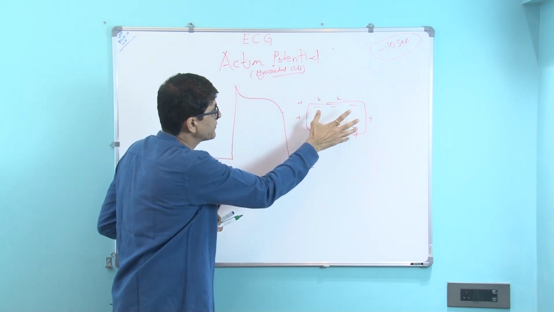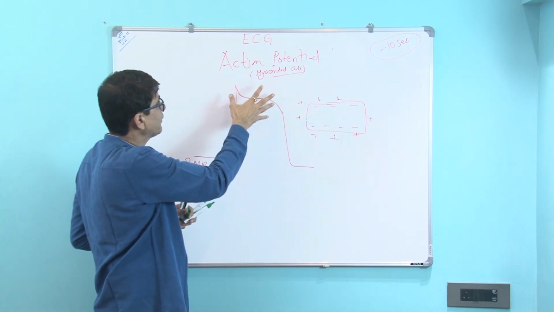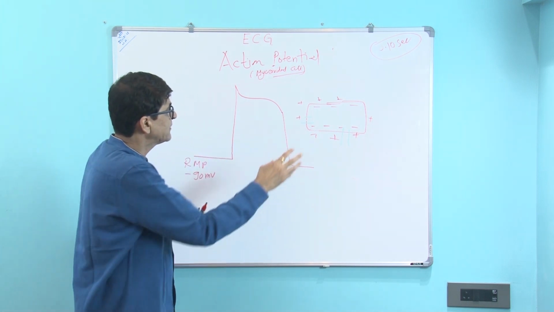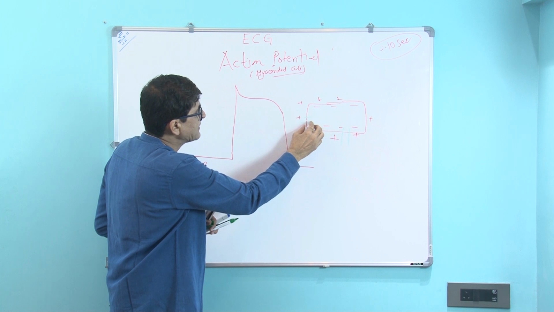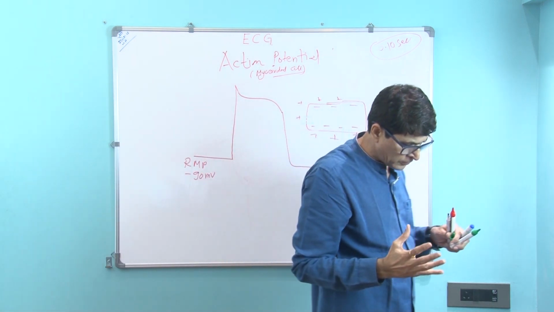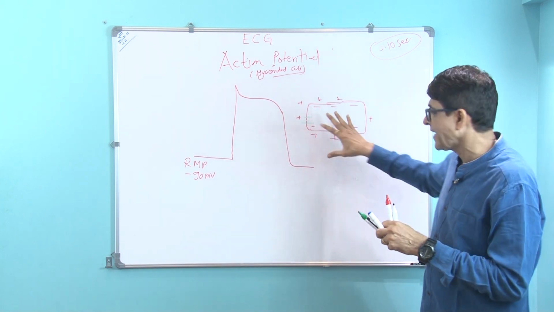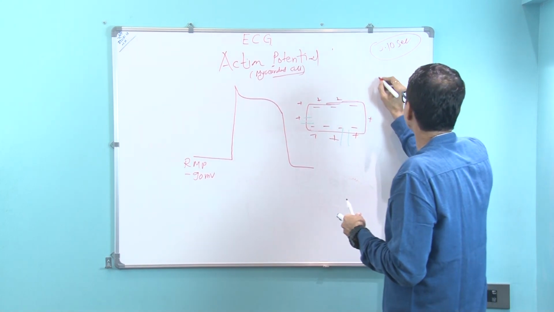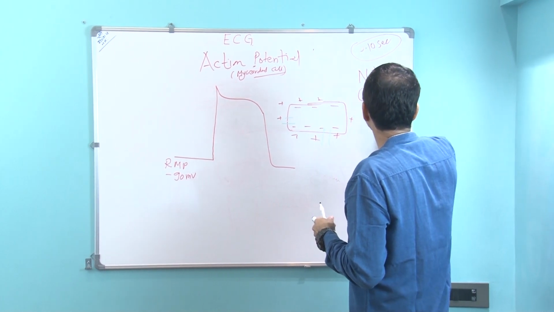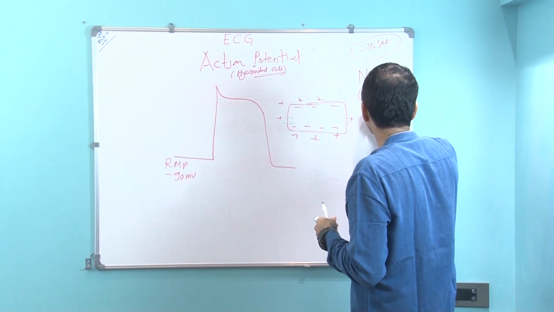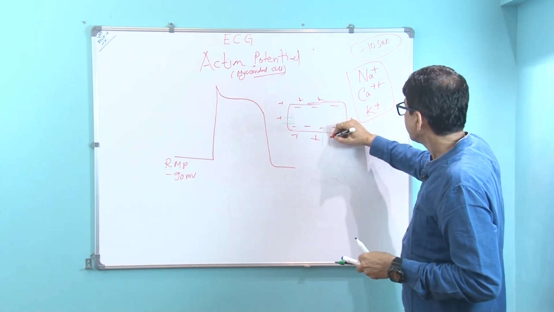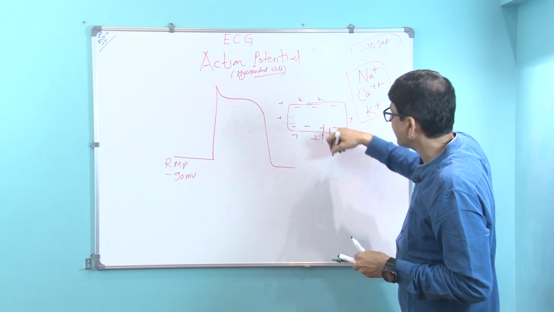So there is a brief change when there is a depolarization. Action potential is nothing but depolarization and repolarization. This is a brief change in potential and movement of ions. What are the three important ions which take part in the action potential? One is sodium, that is Na, one is calcium, and one is potassium. These are the ions, and they move through the ion channels.